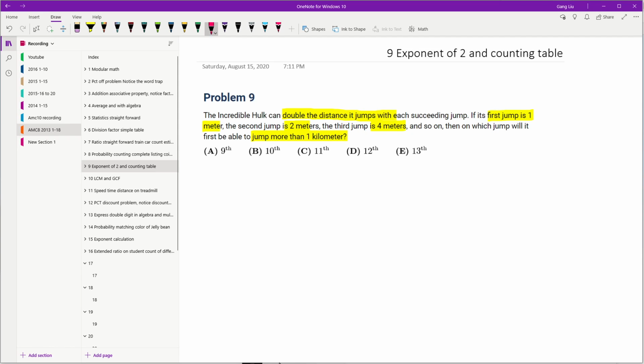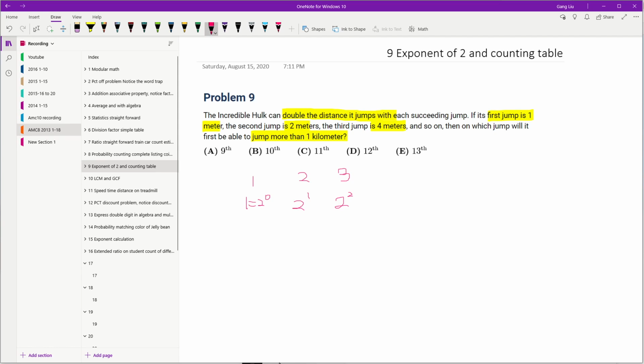So the first jump, if we write a sequence, is 1 meter. And 1 meter is actually equal to 2 to the 0th power. And then the second jump is 2 to the 1st power. And the third jump is 2 to the second power, squared.